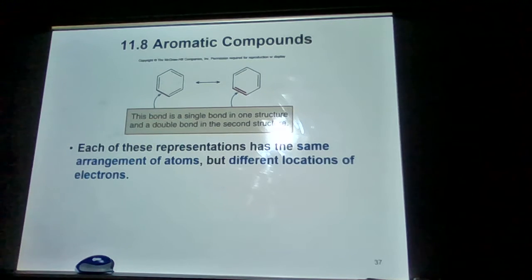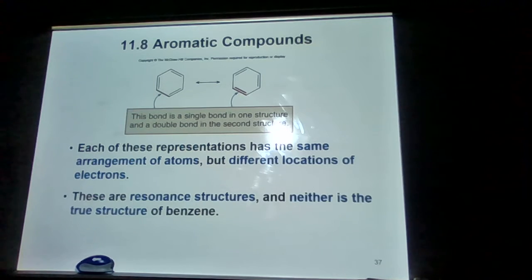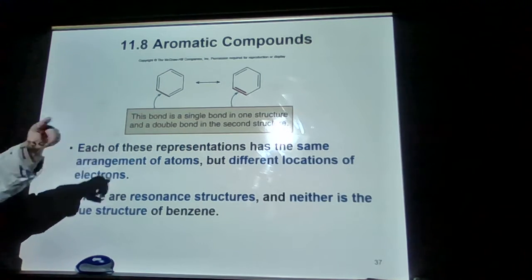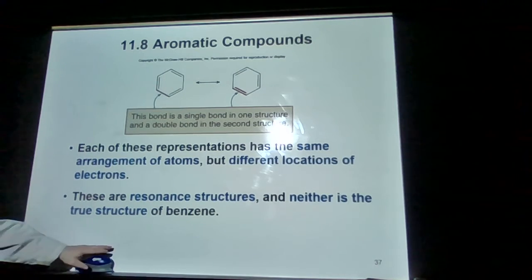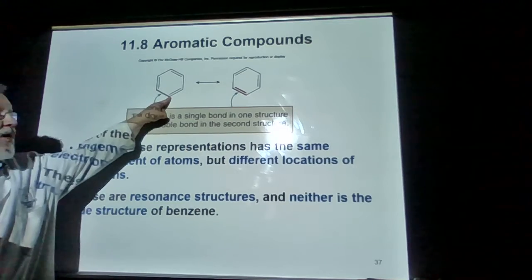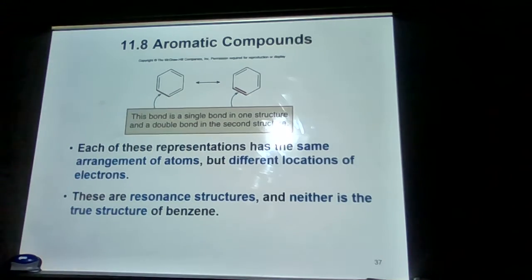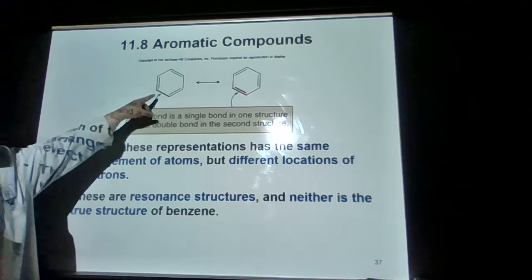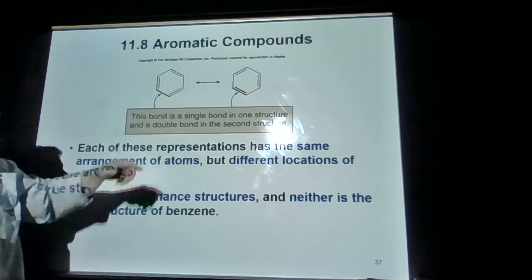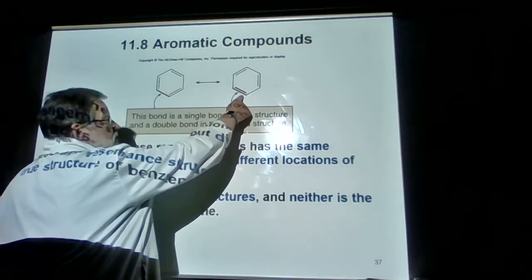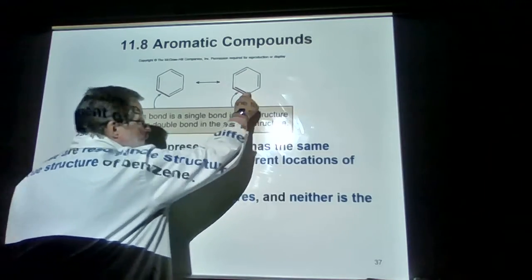Each of these structures has the same arrangements of atoms, but different locations of electrons. These two structures are equally acceptable. These are known as resonance structures. Each carbon is bonded to four things. Each carbon obeys the octet law. But in this structure, starting from here as our reference point, we have single, double, single, double, single, double. In this compound, from its reference point, double, single, double, single, double, single.